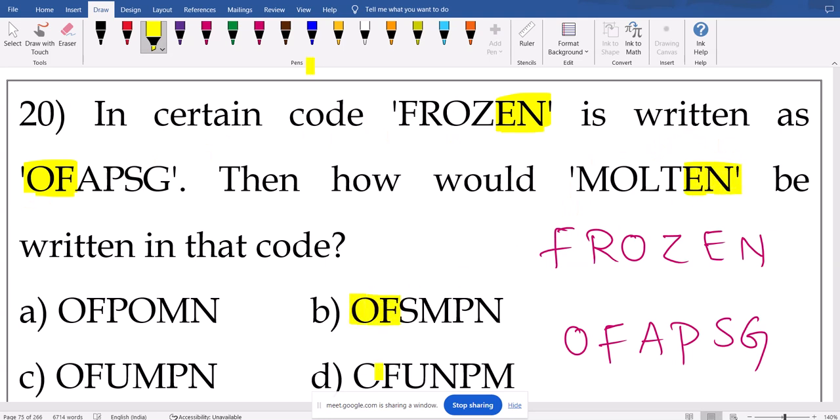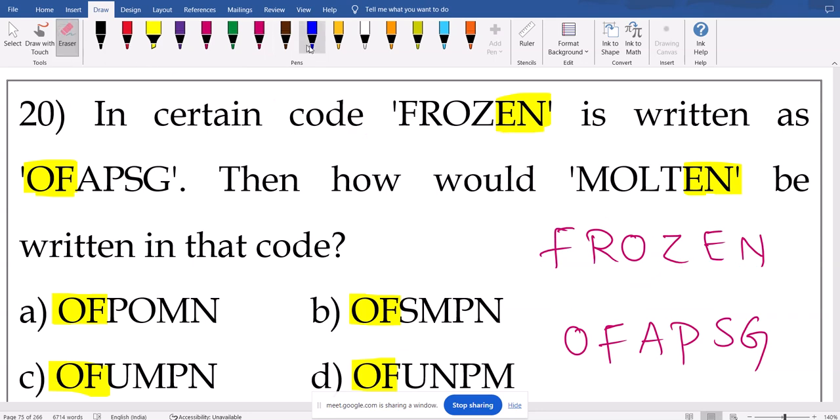In every option the first two letters are the same, which means you can understand something is happening from back to front. Frozen's last two letters are EN. In the code, the first two letters are OF. In molten, the last two letters are EN. The first two letters in every option are OF. So swapping has somehow happened, right? You can understand N gives the next letter, E the next letter, Z the next letter.